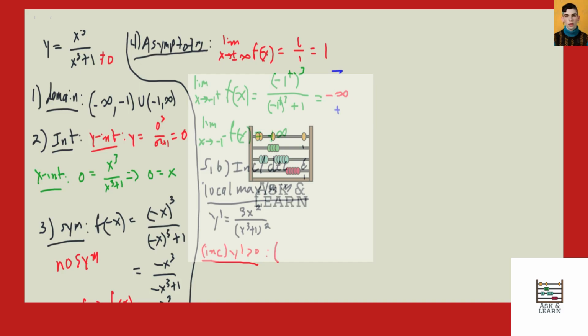So we actually are increasing on our entire domain, or all of the intervals are increasing, I should say. So it's going to be negative infinity to negative 1, union negative 1 to 0, union 0 to infinity. And remember, we're just excluding 0 because our derivative is actually equal to 0 at that point. All right, and so for decreasing, we have nothing. So y prime less than 0, nowhere.